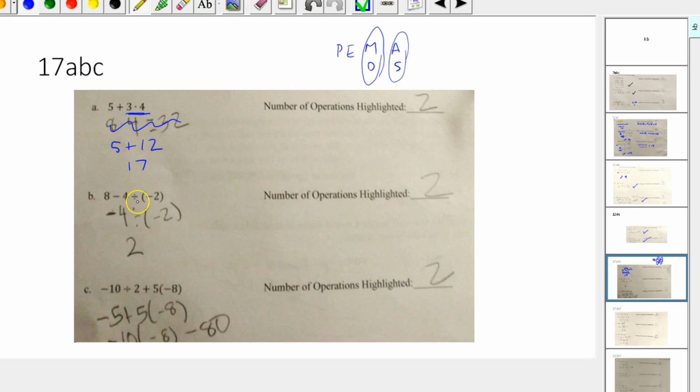Okay. Same idea here. We're going to do the division first. So 8 minus 4 divided by negative 2 is negative 2, positive divided by a negative.